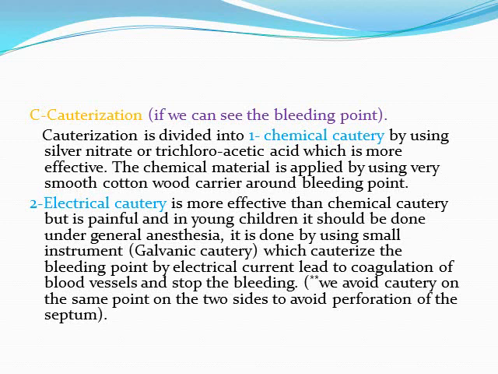The electrical cautery, actually it is more effective than chemical cautery, but it is more painful, and in young children it should be done under general anesthesia. It is done by using a small instrument which is called galvanic cautery, which cauterizes the bleeding point by electrical current, leading to coagulation of blood vessels and stopping the bleeding.